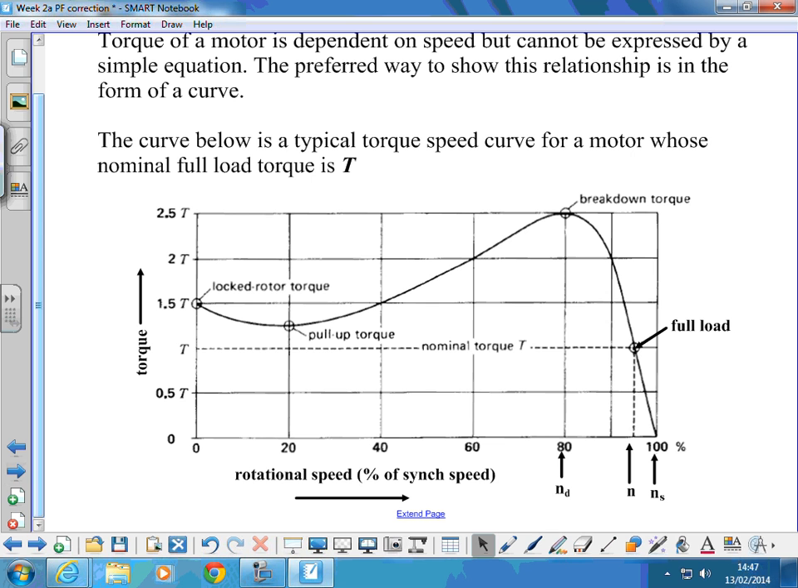The curve below is a typical torque speed curve for a motor whose nominal full load torque is T. That's this line along here. Full load is there, full load speed is N. There's a term, pull-up torque. That's the minimum torque during the run-up from stationary to the breakdown torque. It's the lowest torque experienced in that speeding up period.